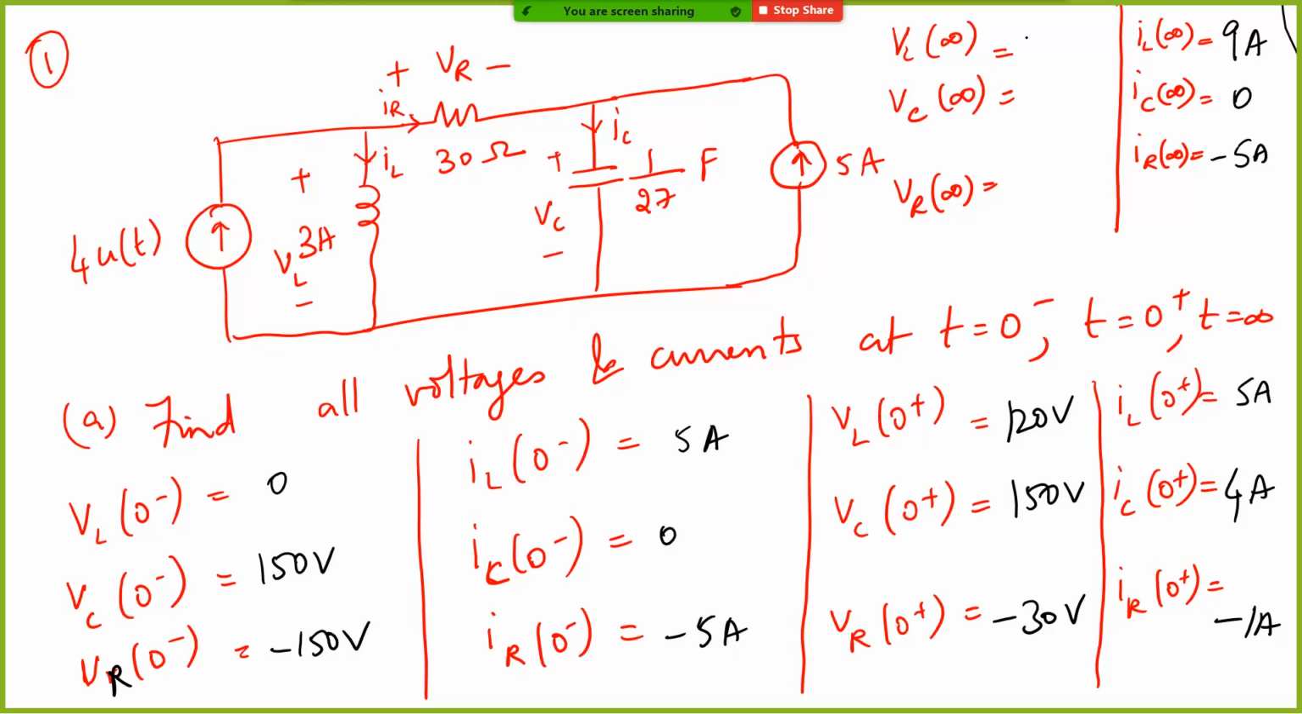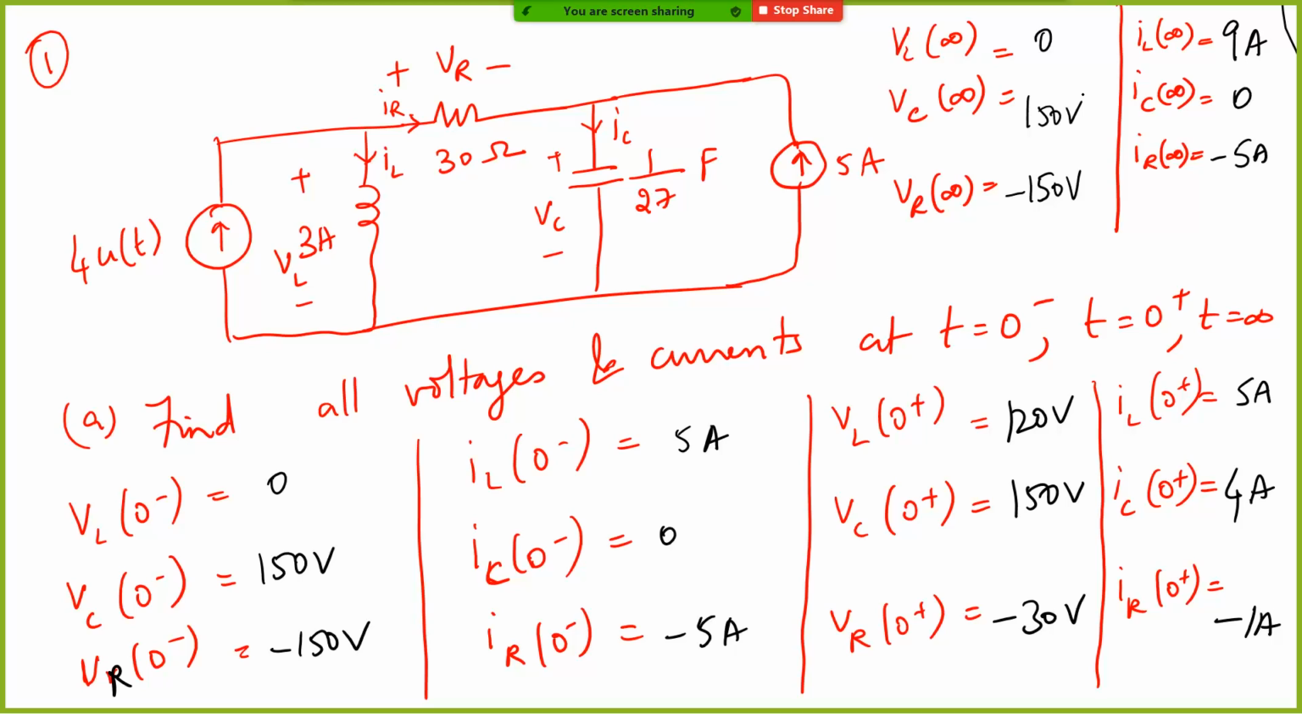And so VL of infinity obviously will be 0, right? And VR of infinity, it has 5 ohms, so it is minus 150, and this is plus 150 volt. So now that we've got the initial and the final condition, it is critical to find out the initial response. You can see here that the inductor voltages and the capacitor currents can instantaneously change, and that is important to identify.